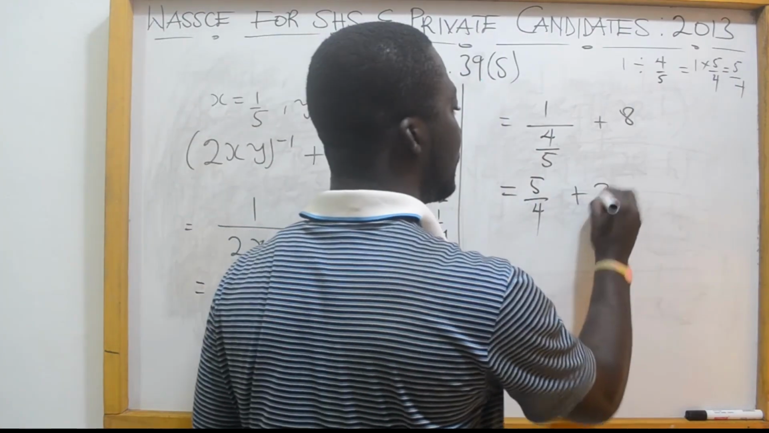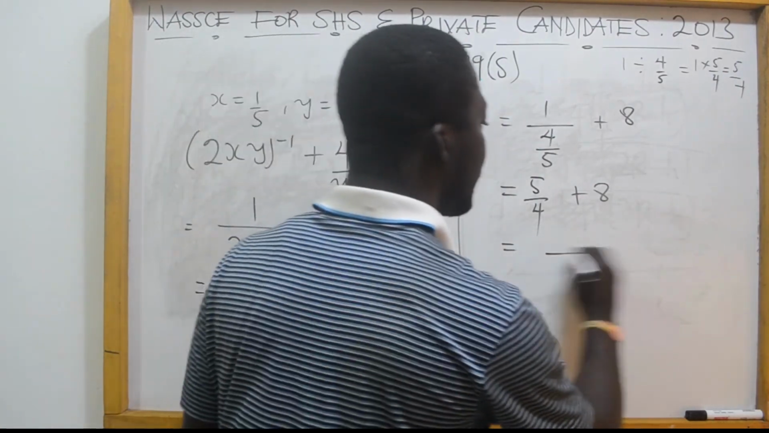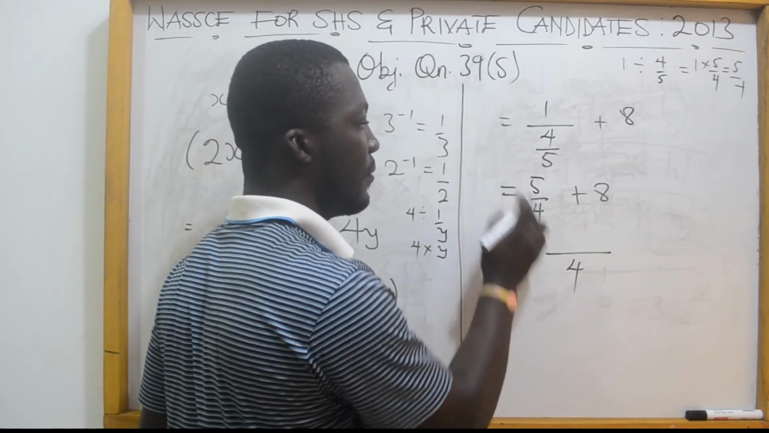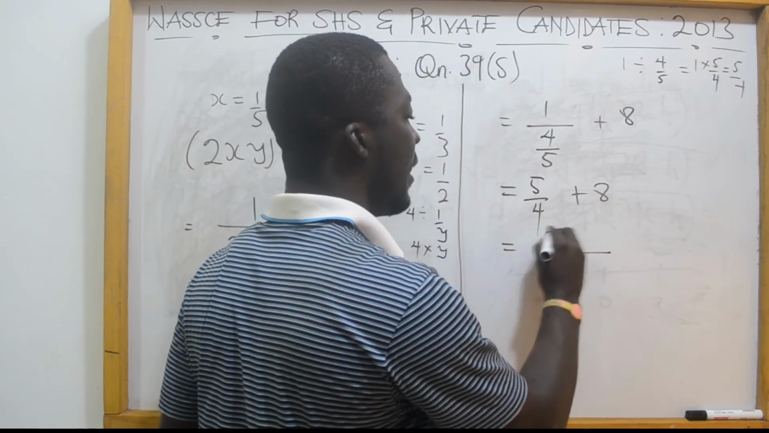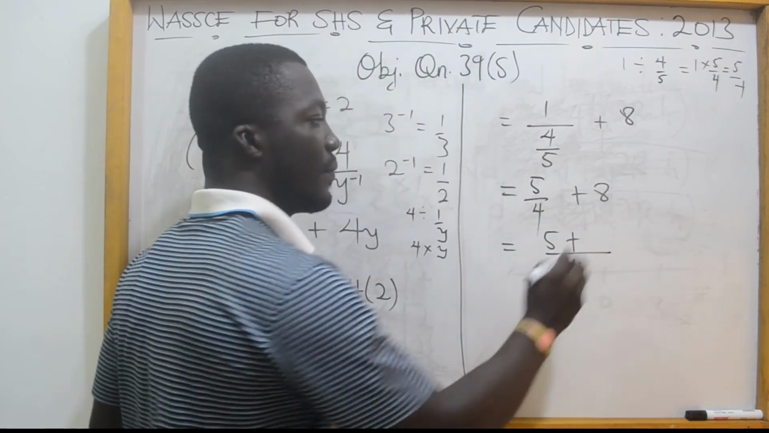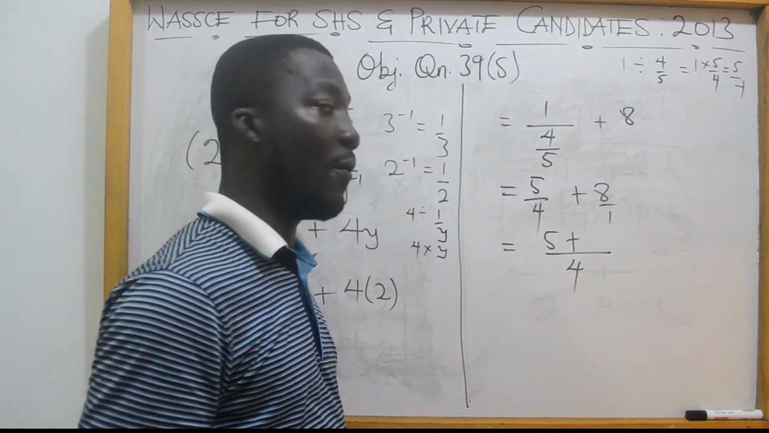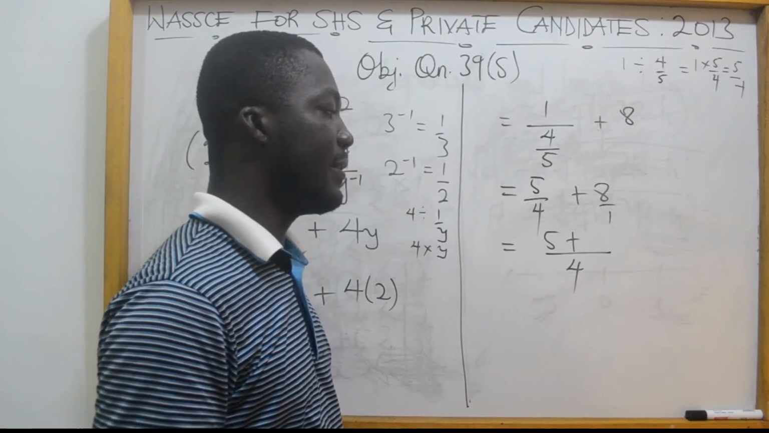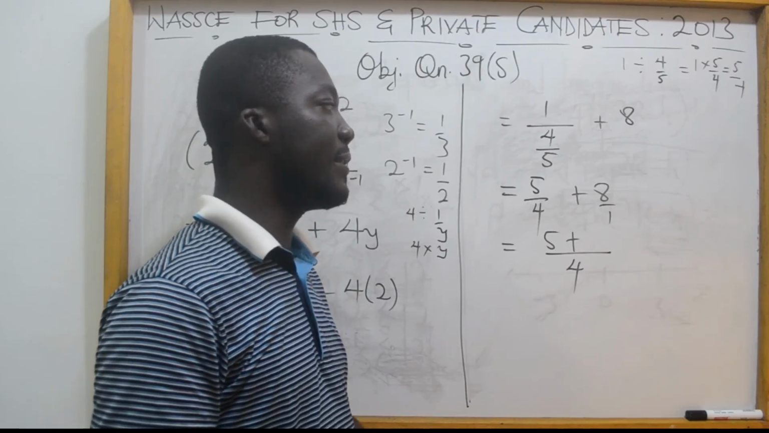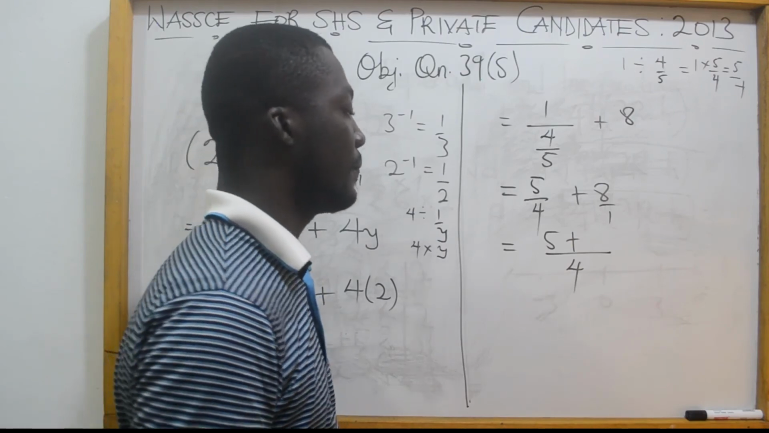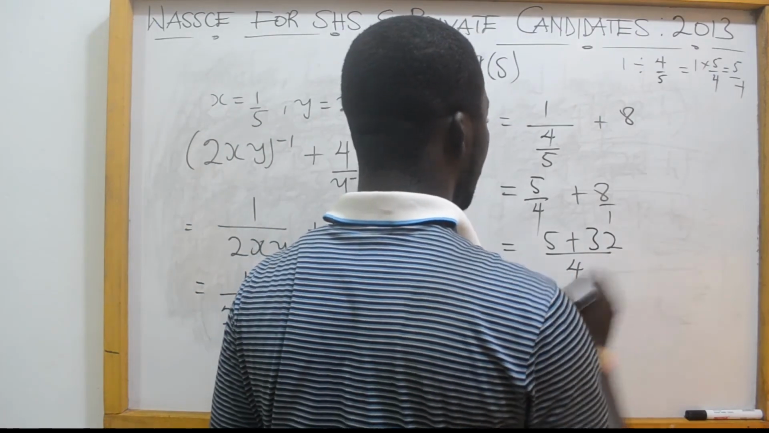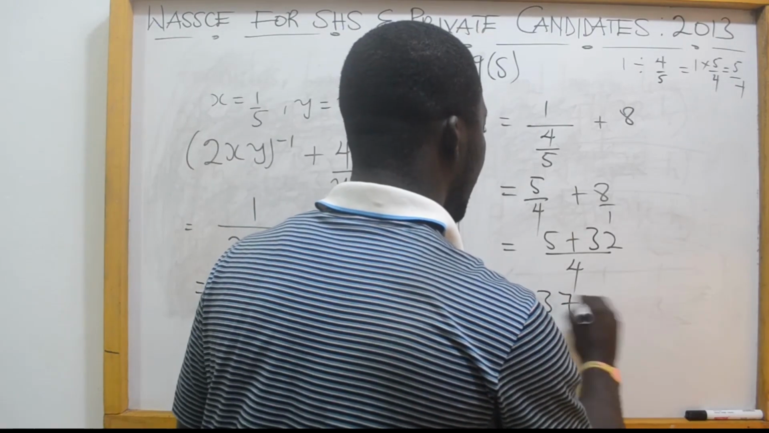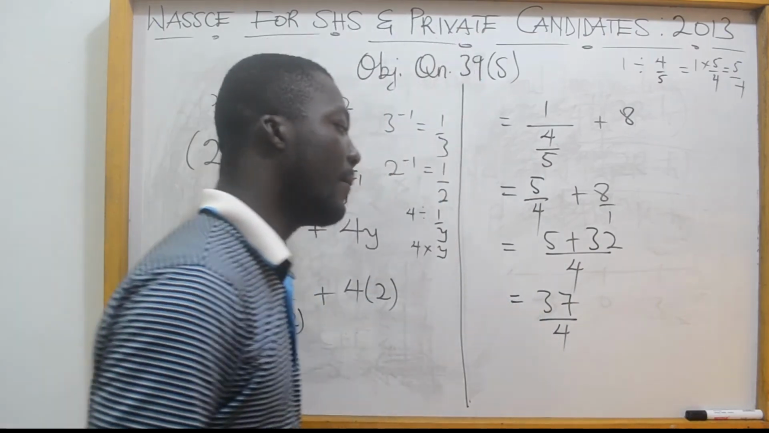Then plus 8. The least common denominator, we have 4 here. 4 into itself, 1. 1 times 5 is 5. Then plus 8 divided by 1. 1 into 4 is 4. 4 times 8, we are going to get 32. Then 5 plus 32 is 37 divided by 4.